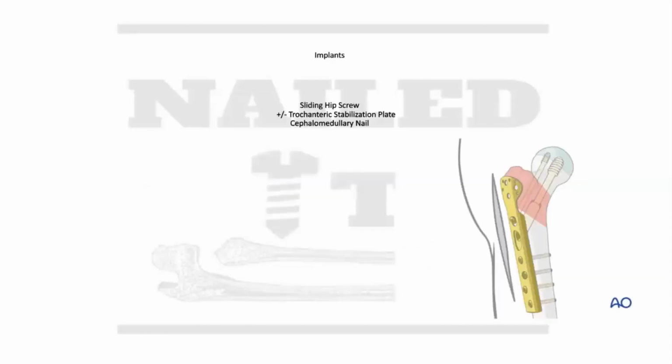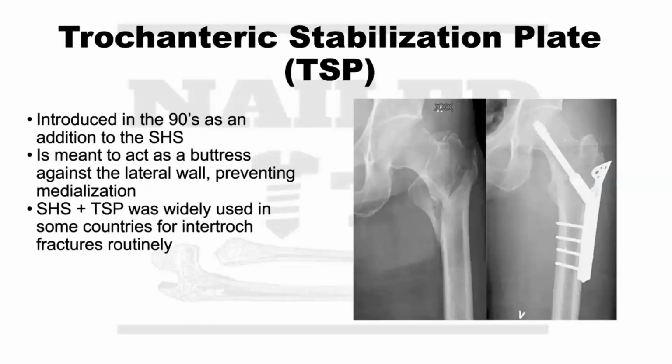So the implants that we're concerned about in this study, and like we've been talking about, are the sliding hip screw, plus or minus a trochanteric stabilization plate, and then our tried and true cephalomedullary nail. The troch stabilization plate was introduced in the 90s as an addition to the sliding hip screw. Its purpose was meant to act as a buttress against a lateral wall, preventing medialization of the fracture. The sliding hip screw and troch stabilization plate was and still is widely used in some countries for intertroch fractures very routinely.